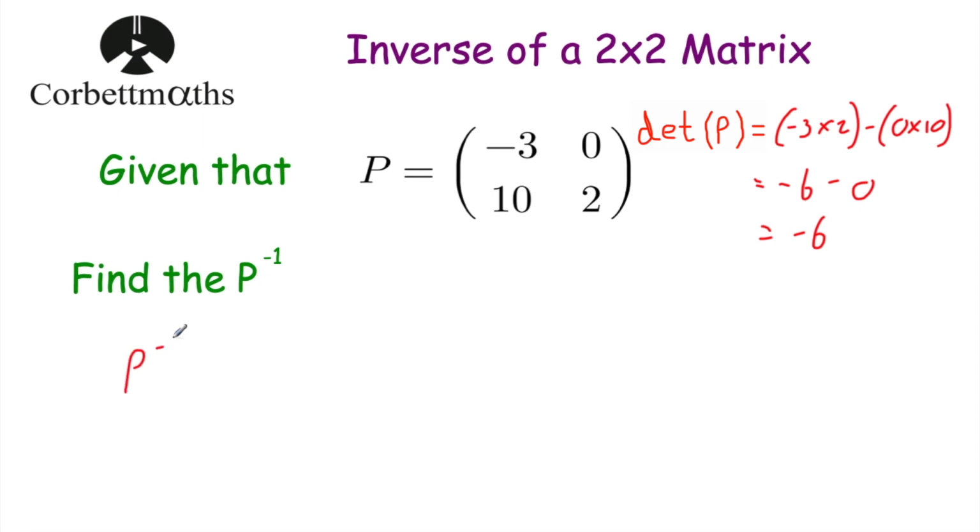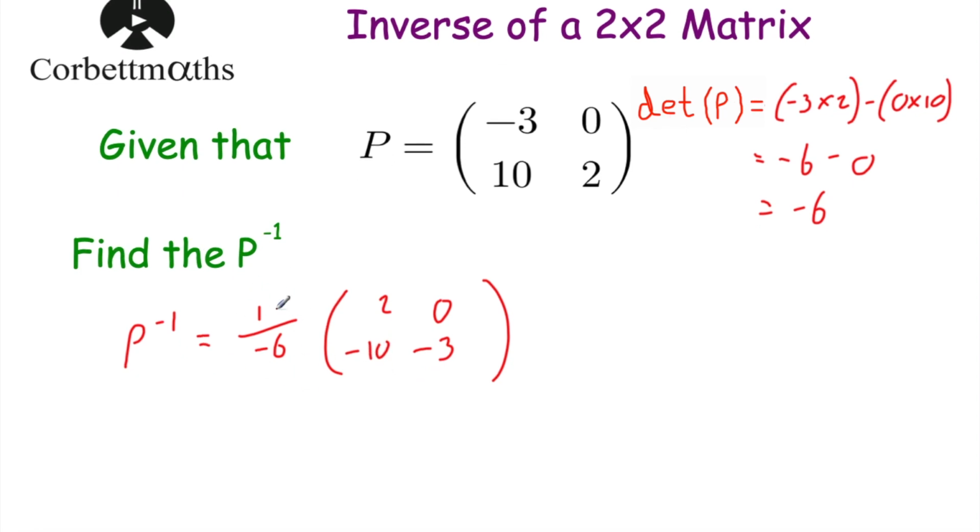So the inverse matrix would be equal to 1 over the determinant, so 1 over -6. And then we would write the matrix, we would swap these two elements around, so 2, -3, and we'd change the signs of these two, so 0 is still 0, and 10 would become -10. Now here we've got 1 over -6, so I'm going to write the inverse of P is equal to -1/6, and then 2, 0, -10, and -3. So that's one way to write it.